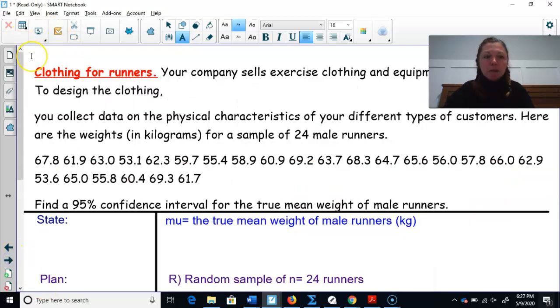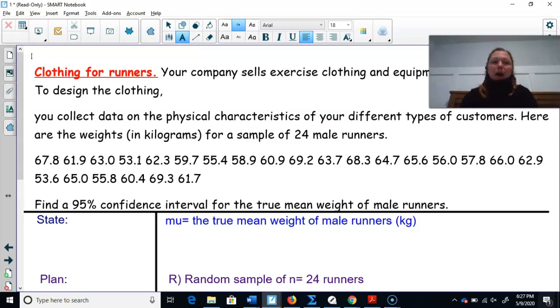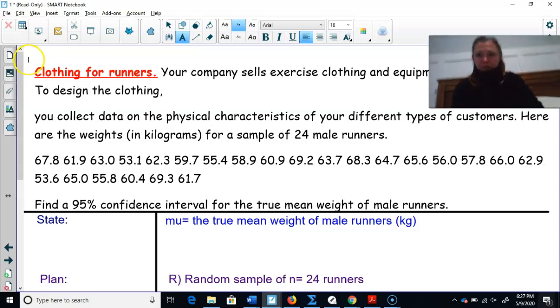So I have this problem here. So we're going to do the state and the plan today, okay? And then tomorrow we'll finish up with the do, okay? And the conclude. So hopefully that will break it up for you a little bit so it won't be too bad. Okay, so here's the problem. We have clothing for runners. Give me a second here. Let me adjust this here.